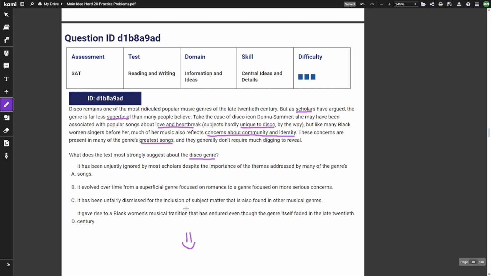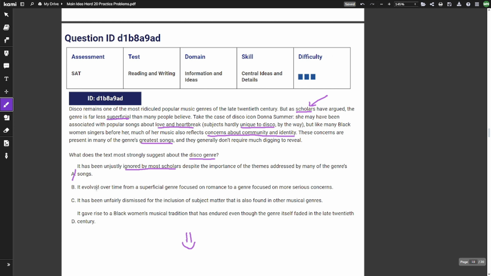So, let's look at our answer choices and see what best makes sense. A. It has been unjustly ignored by most scholars. That's the exact opposite of what the text says. If anything, these scholars are trying to advocate for disco, not ignoring it. So it's not going to be A.